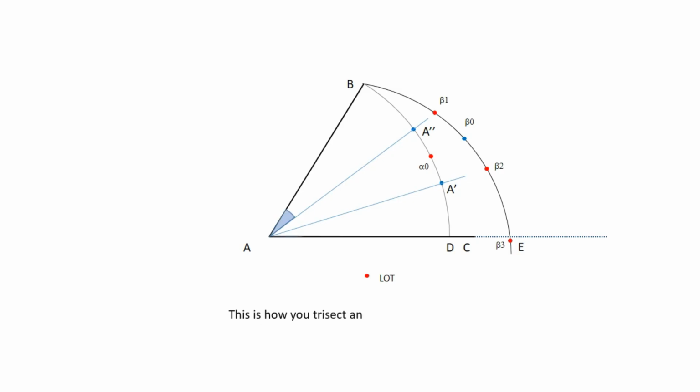This way, you trisect any acute angle with a straight edge and a compass with a very high degree of precision. To trisect an obtuse angle, halve the angle first to make it acute.